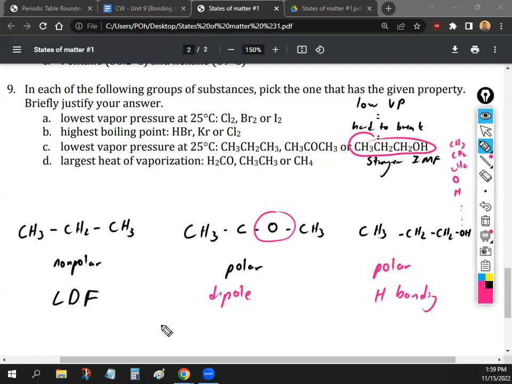Last one. I'm just going to give you guys the answer. It's going to be this guy right here. Largest heat of vaporization, because this means that you need to put in a lot of energy in order to break the bonds. It's basically going to be the one with the most IMF.